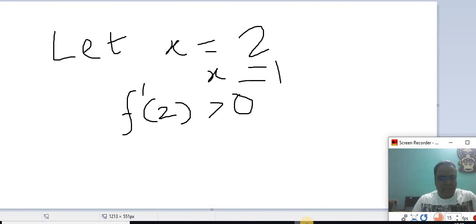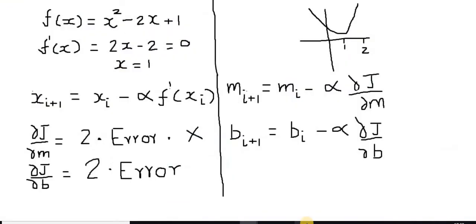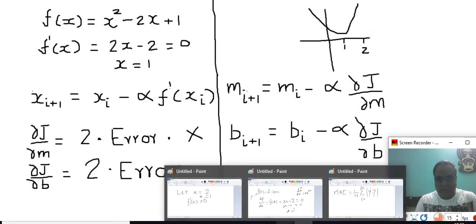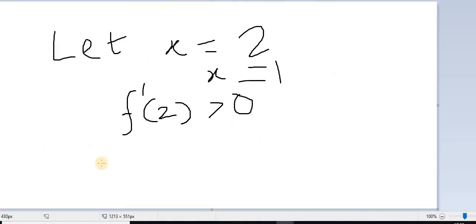This thing we can put in an equation. That's what we have done here. x of i plus 1 is equal to x i minus alpha into f dash x i. So in the derivative f dash x, we substitute the value. Why this alpha? Alpha is known as the learning rate.